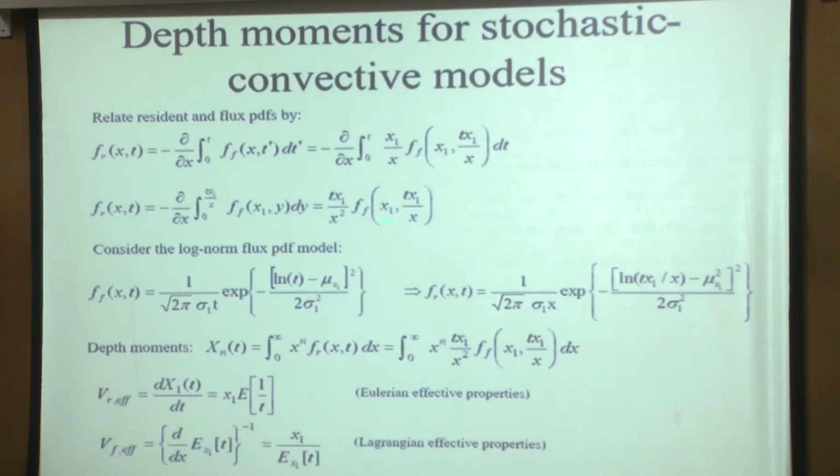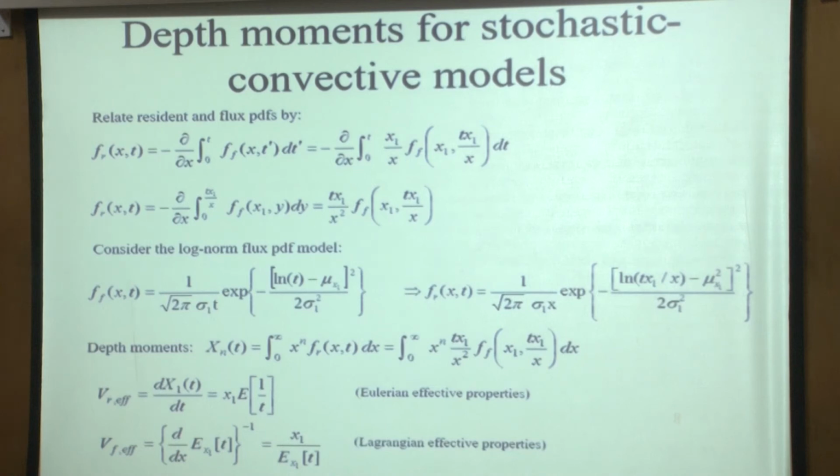I can use this to write what the resident concentration distribution should be. And therefore, from this resident concentration distribution, I can calculate my depth moments. In this case, I'm doing depth moments, 0 to infinity. I can compute this, and I'll get an expression. I can then compute the effective properties using depth moments for stochastic convective models, that would be my Eulerian effective property.